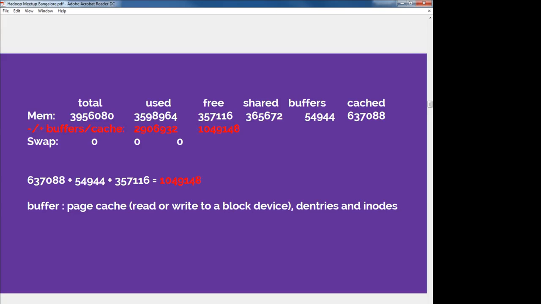So what is the buffer and cache? In the OS world, whatever you read and write over the file system or over the socket becomes part of your buffer and cache. At that point of time, that memory is in RAM, but if required, the OS will free that memory and you can use it.